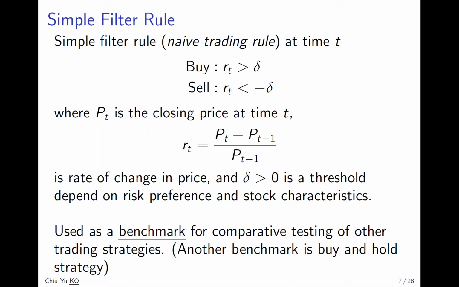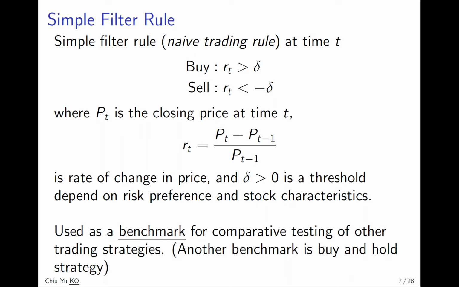Basically it is the percentage price change from yesterday to today, which is the small r_t, the rate of change, equal to the price of today P_t minus P_{t-1} over P_{t-1}. So it's the percentage change of price between yesterday and today. If this rate of change is higher than the threshold, then you buy. Lower than the threshold, you sell.